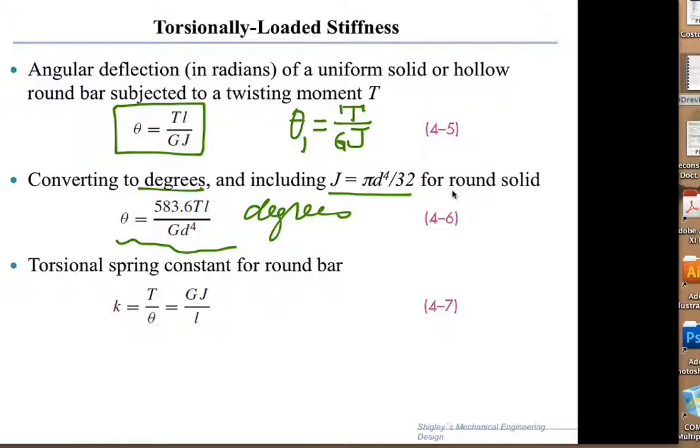So if I'm looking at the torsional spring constant for a round bar, it is the relationship T over theta, and that gives me GJ over L.